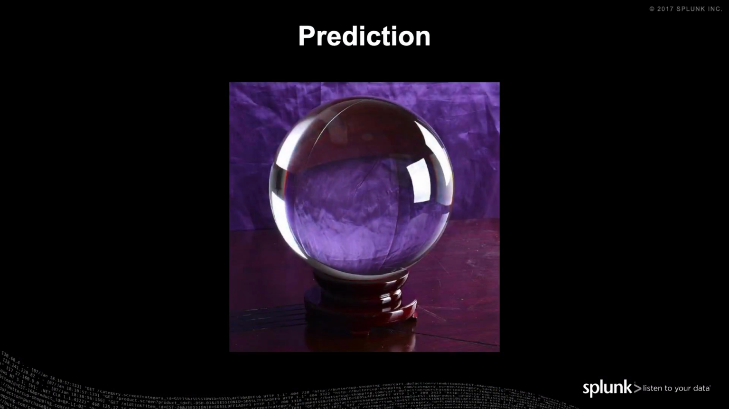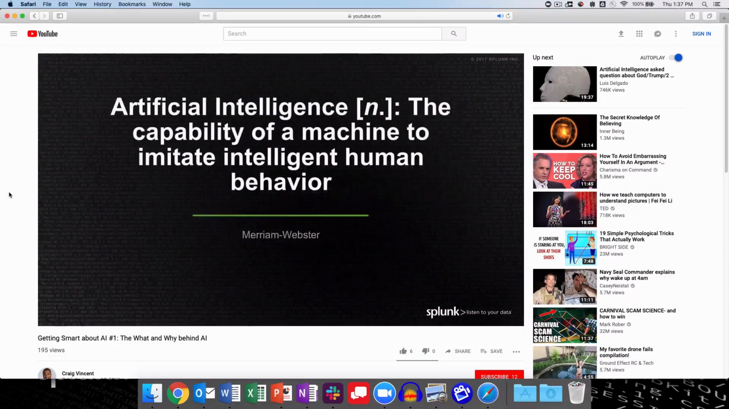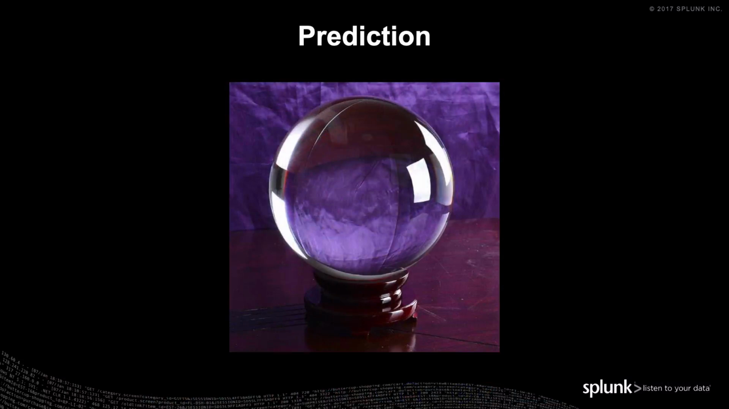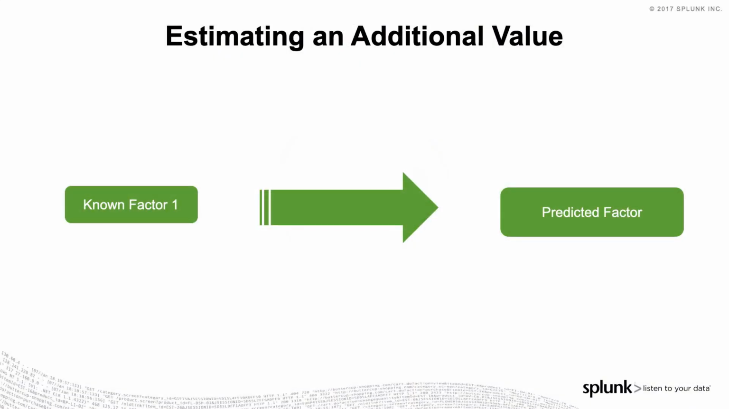But remember, AI is defined as a technology that can imitate intelligent human behavior. So this is less of a magical crystal ball and more of a means of mimicking the human ability to predict. To show this, I'll divide prediction into two sections. The first area we'll look at is estimating an additional value. In this case, we're going to be given some inputs, and we're going to predict what the output would be. Estimating an additional value is all about finding the relationship between the inputs and the outputs.